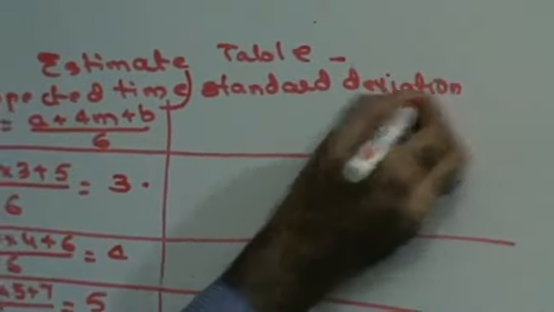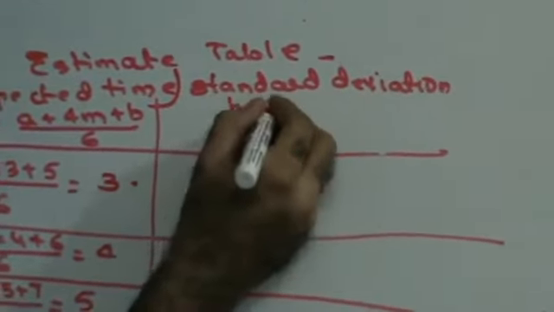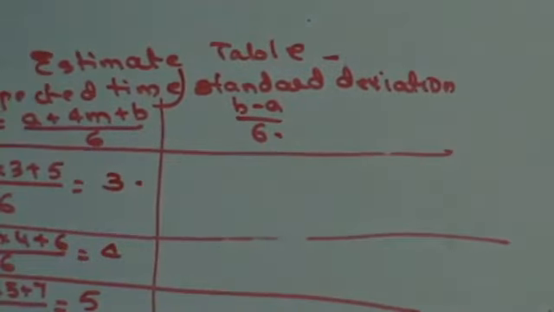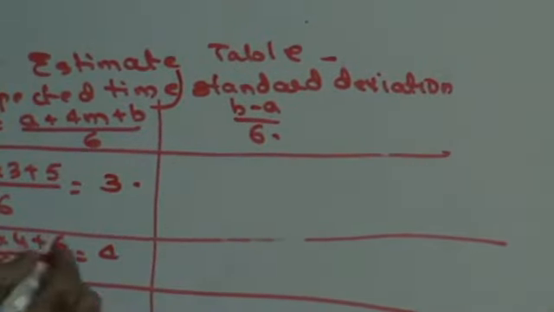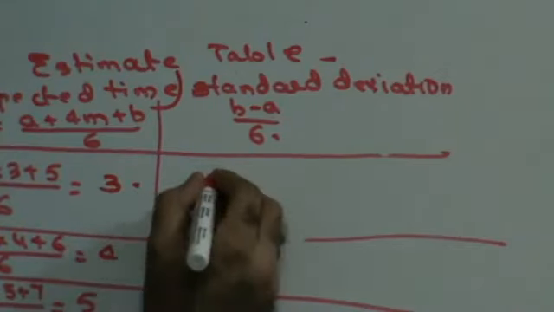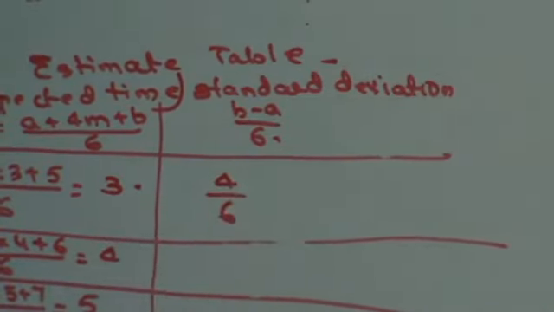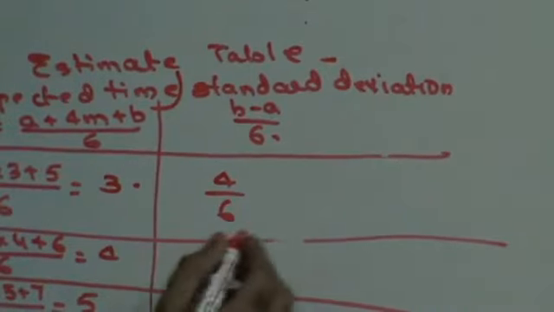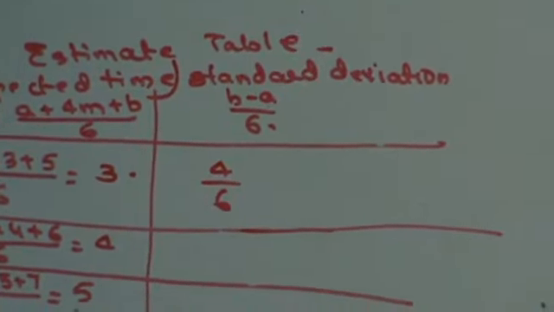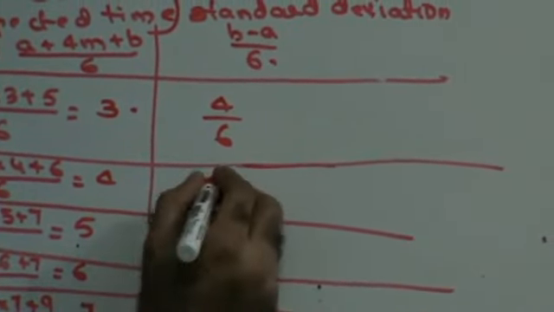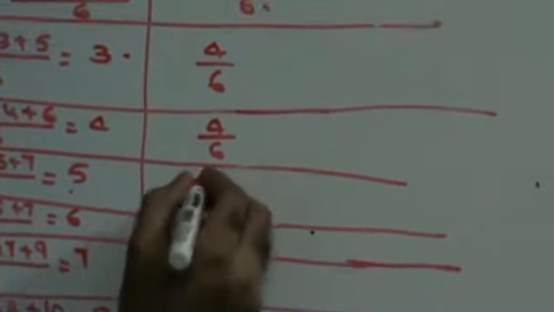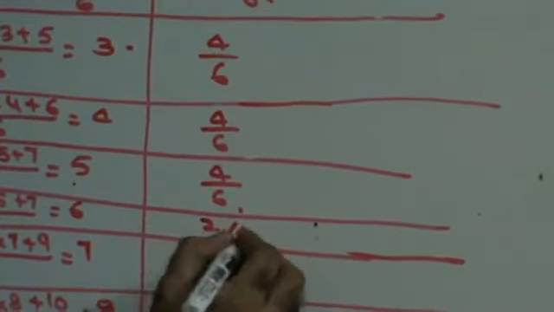Standard deviation is given by the formula b minus a upon 6, right? Now, b minus a upon 6 is going to be 5 minus 1, 4 upon 6. Don't do the cancellation because I need this common denominator somewhere later, right? Next, 6 minus 2 is again 4 upon 6. Then you have 7 minus 3, again 4 upon 6. Then you have 7 minus 5, which is 2 upon 6.